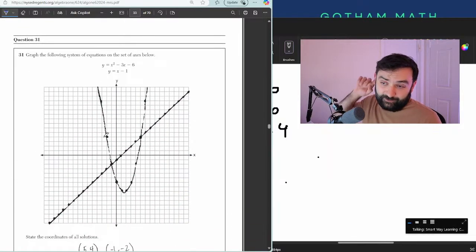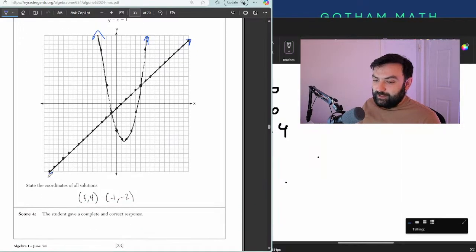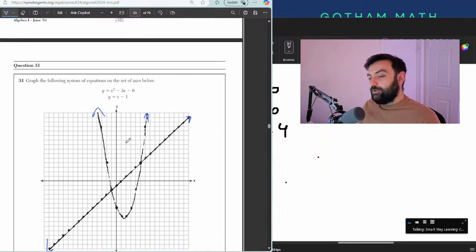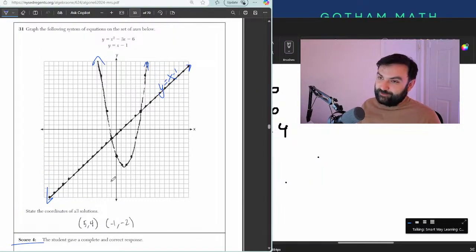The next one, look at this. What do you notice? First of all, there are no arrows anywhere, right? And also there are no equations on top of the functions of the graphs. So wow, also 4. Broke a couple of rules. Yes, obviously got the right answers, but there are a couple of rules that usually some teachers can take points off for.